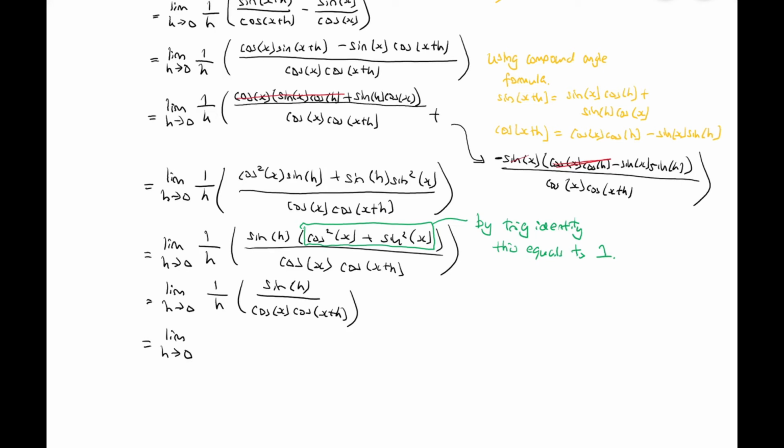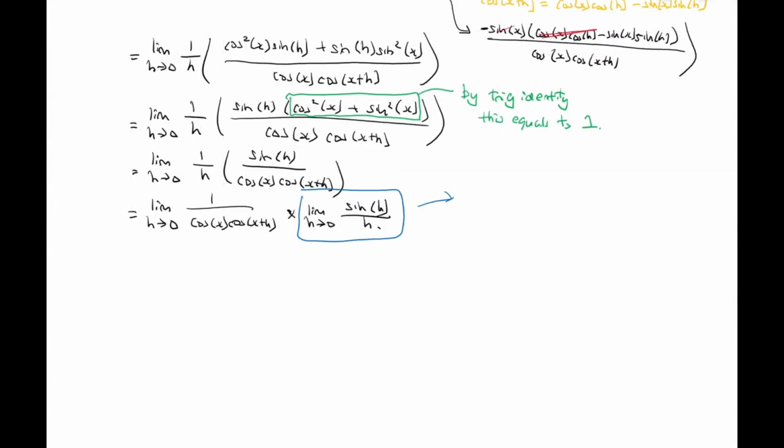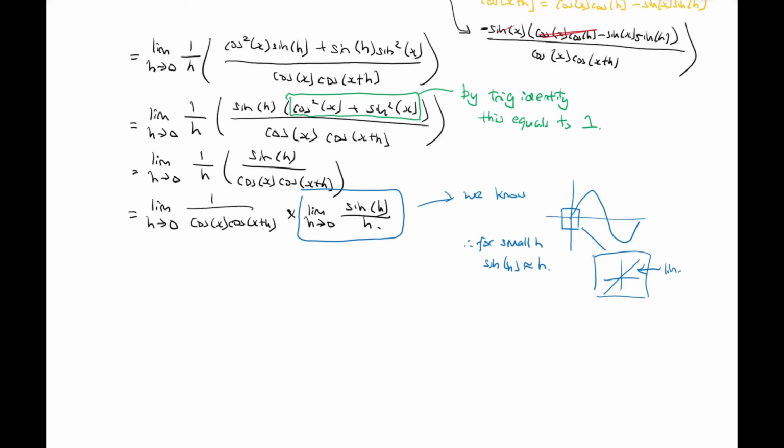Right, and let's put the h's together now. So we have 1 over cos x times cos of x plus h, times the limit as h approaches 0 of sine h divided by h. By the limit rule, I can separate these two limits. Now this limit here we have done before. If I draw a sine graph, for very small values of h, it's a linear graph, so sine h is approximately equal to h. So sine h over h would equal 1 for very small values. So then we're just left with the other limit times 1.